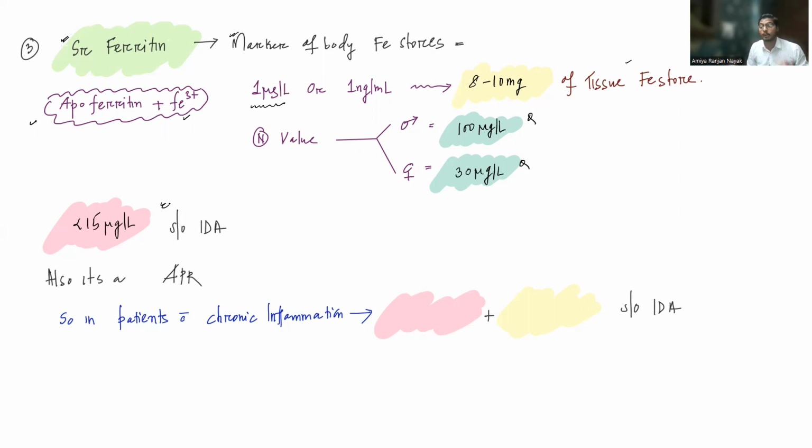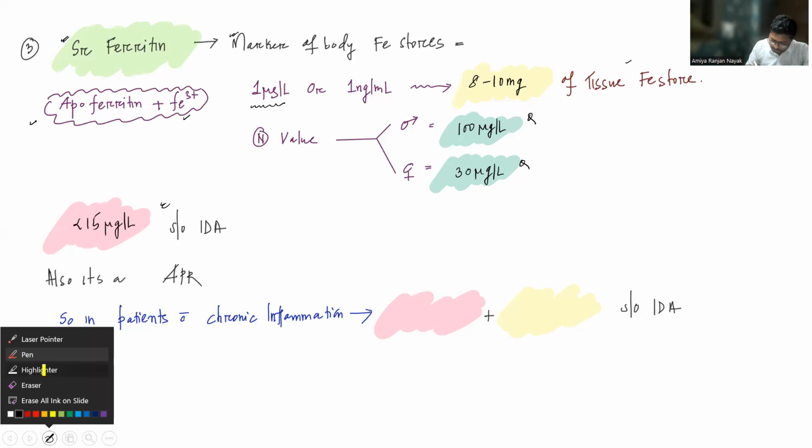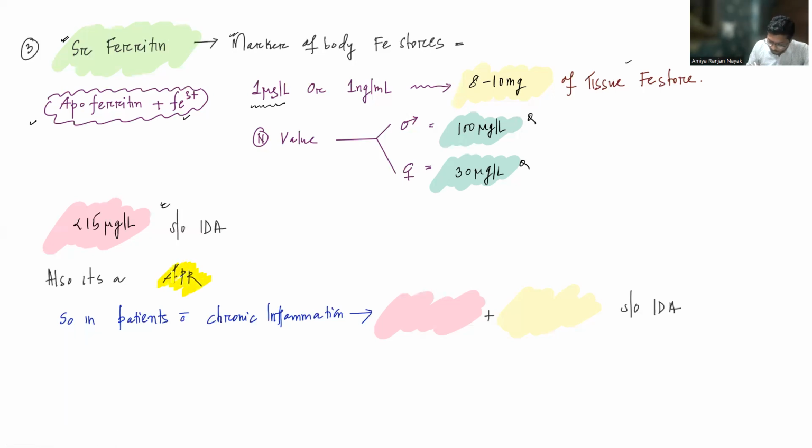Why am I saying normal steady circumstances? Because serum ferritin is also an acute phase reactant. Acute phase reactants can be positive or negative. Ferritin is a positive acute phase reactant. That means levels of ferritin will increase in the presence of inflammation. So if the patient has chronic inflammation, for example, in patients with chronic kidney disease.